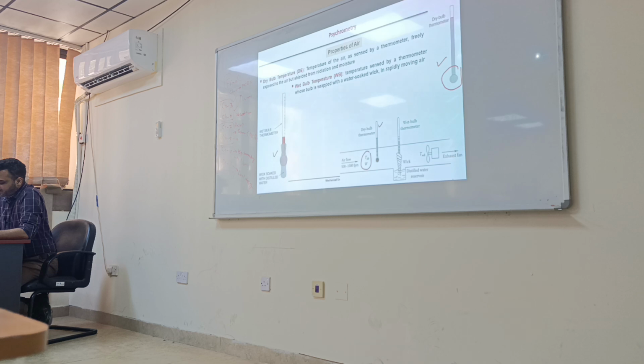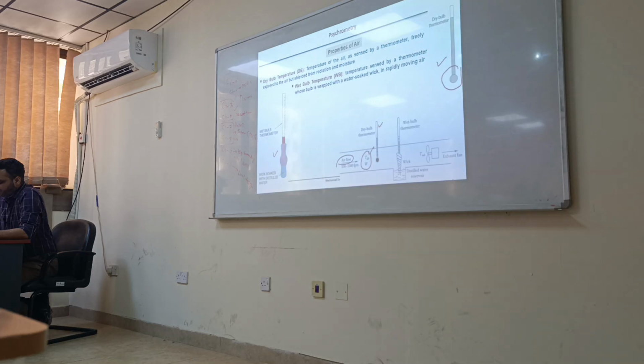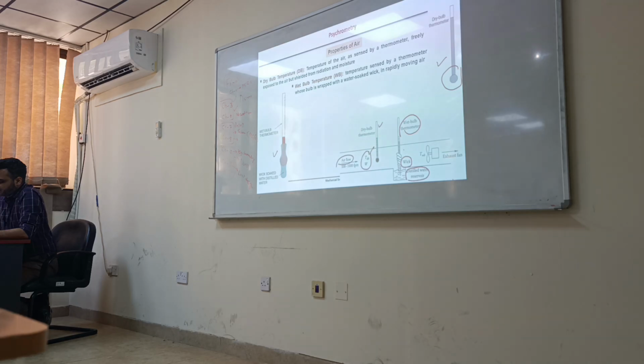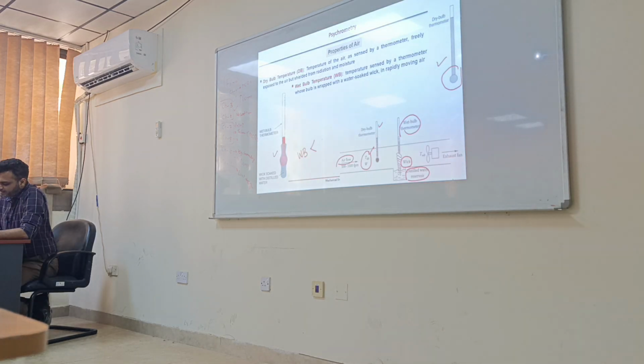This thermometer is exposed to the airflow, and this will give us dry bulb temperature, and this will give us wet bulb, because here the bulb is covered with a wet cloth, a wick. Okay. So it means wet bulb temperature will always be less than dry bulb temperature.